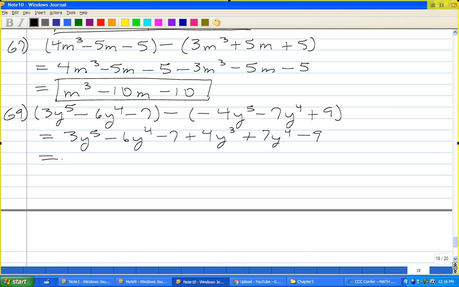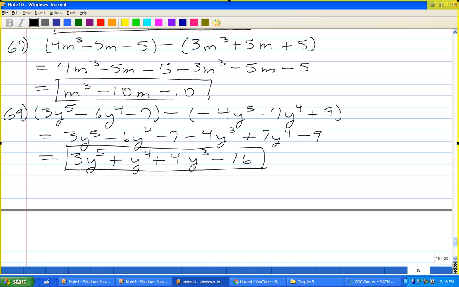So this is equal to, well, there's only one y to the fifth term, so 3y to the fifth. 7y to the fourth minus 6y to the fourth is y to the fourth. There's only one y cubed term, so plus 4y cubed. No y squared, no y term. Minus 7 minus 9 is minus 16. And that is your answer.